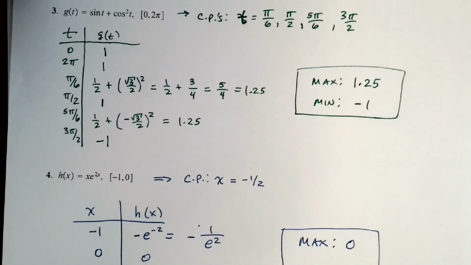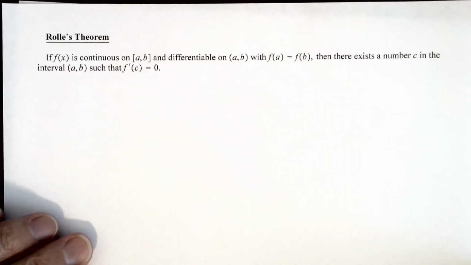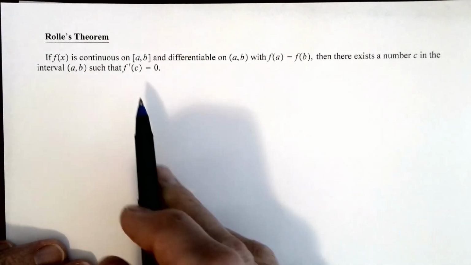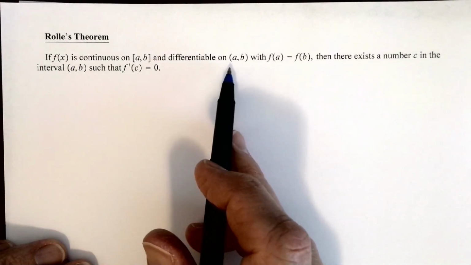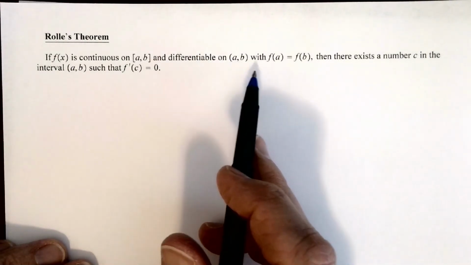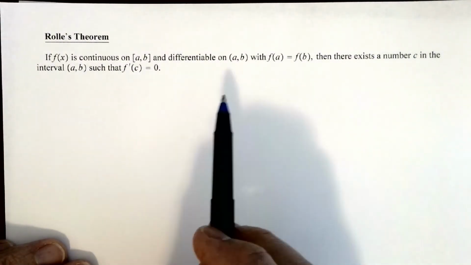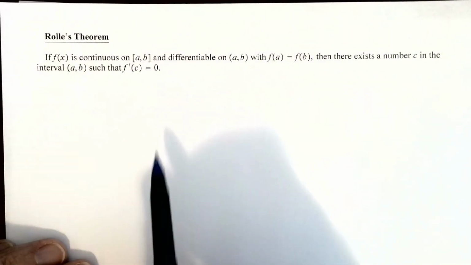That's all we do. Now, in closing, I want to talk about something we're going to be talking more about, a little more advanced, with the mean value theorem, which Rolle's theorem is basically a special case of. If a function is continuous on the closed interval from a to b, and differentiable on the open interval from a to b, with f of a equal to f of b, under those conditions, there's at least one number c in that interval such that the derivative equals 0.